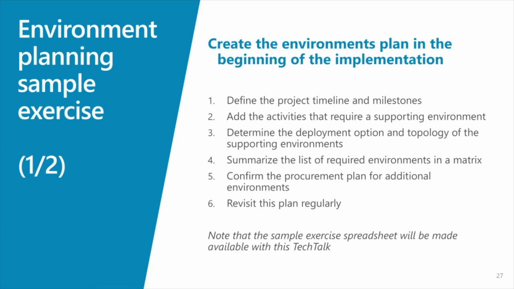We're going to refer to a spreadsheet I'll show you in just a moment, and we'll make this spreadsheet available to you for download along with this recording and this slide deck. But when we're creating the plan and working through the spreadsheet, here are the key steps that we'll work through. First, at a high level, we're going to define the project timeline and the milestones, to get the basic structure of our implementation schedule. Then we're going to review that plan, make another pass at it, and add the activities that require a supporting environment.